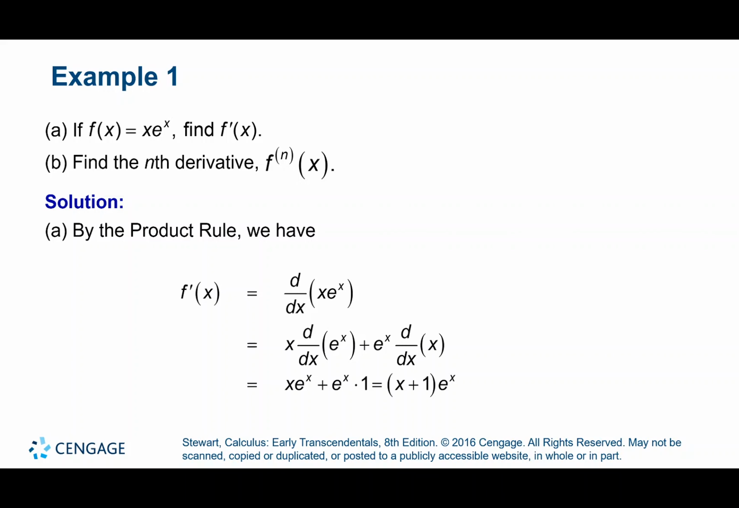Oh yeah, so what would the nth derivative be? We picked up on the pattern, huh? First derivative was x plus 1 e to the x. Then the second derivative was x plus 2 e to the x. So the nth derivative would be x plus n.